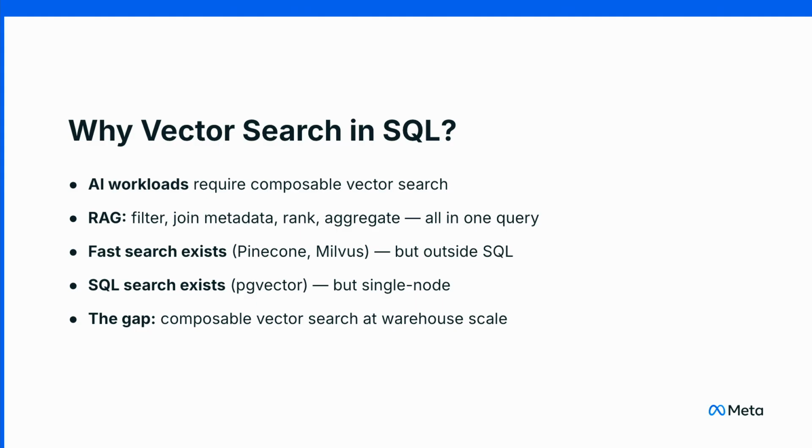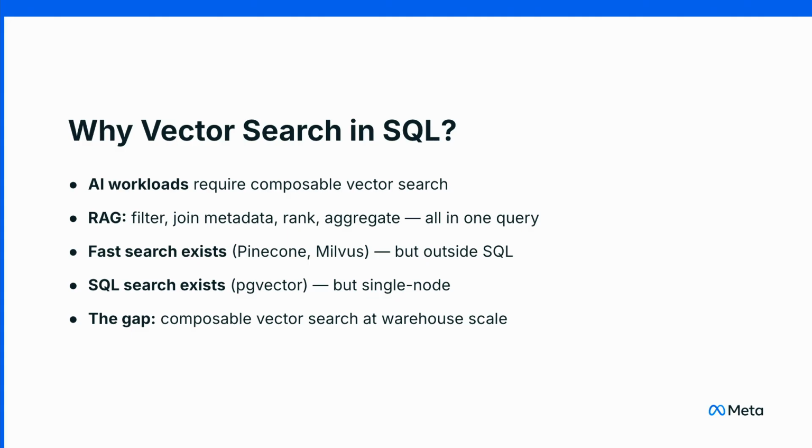So why does this matter? The following scenario can happen to any AI team, right? You developed a very good embedding model, and you make vector search work. Then all of a sudden, someone says, okay, I need to filter by access control. I also need to join with user metadata. Then I also need to aggregate.